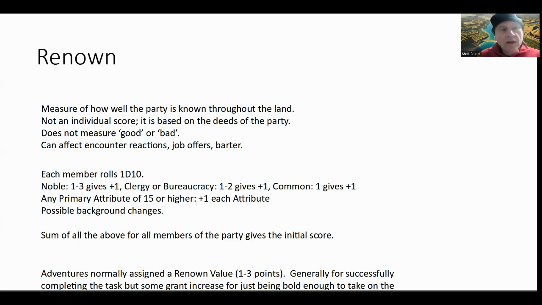Now, as you go adventuring, generally the game master should assign a certain level of renown to a particular task or scenario. And if you're totally successful, you'd get maybe 3 points. If you're partially successful, maybe 1 point or 2 points. And that brings up another issue, which is even attempting something can give you a renown, even though it might be some really daunting task that no one really expects you to be able to achieve. But just by the fact that you tried can give you your party renown.